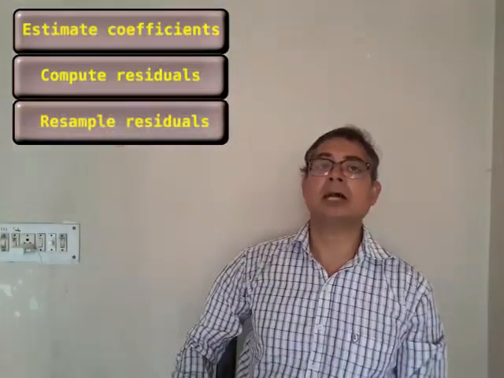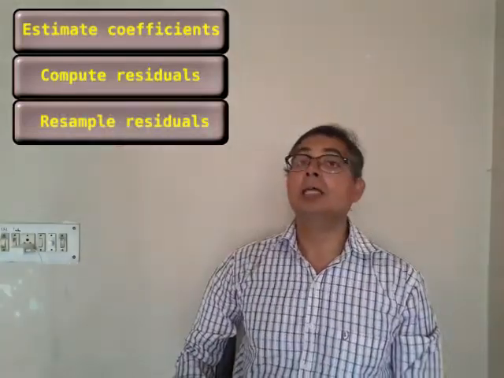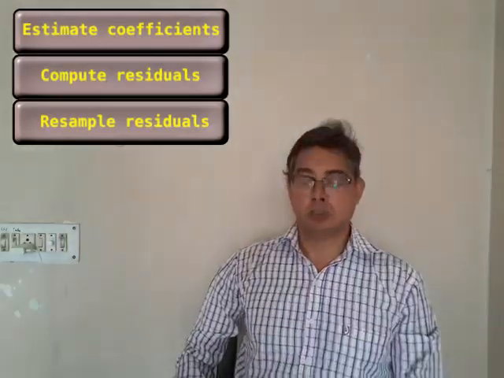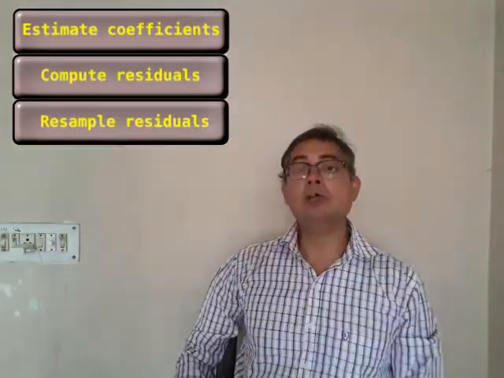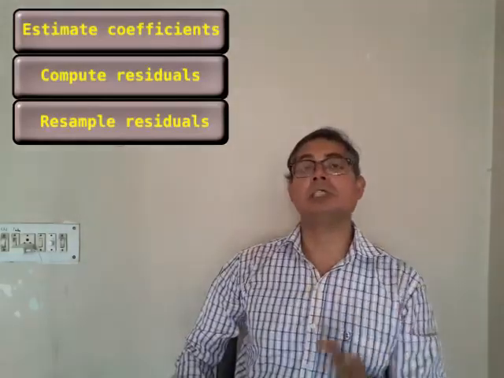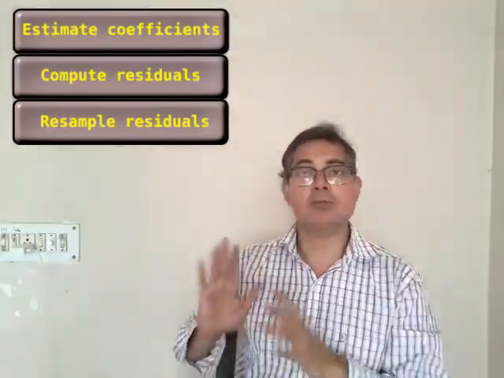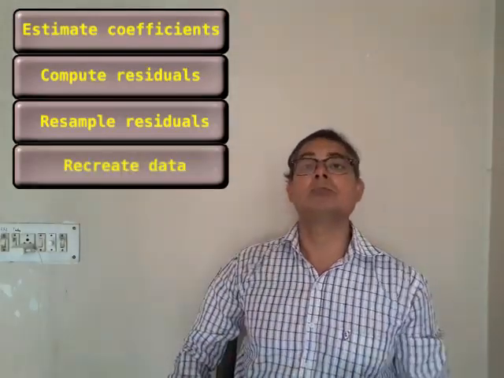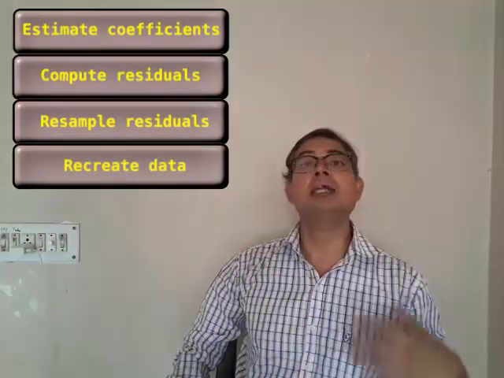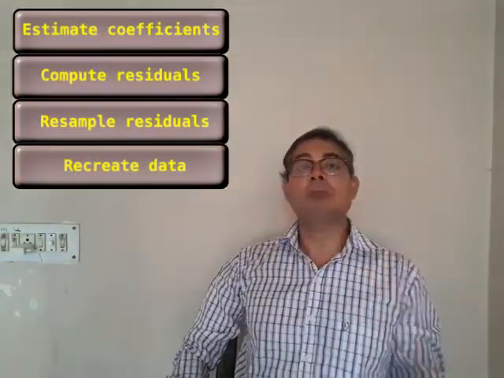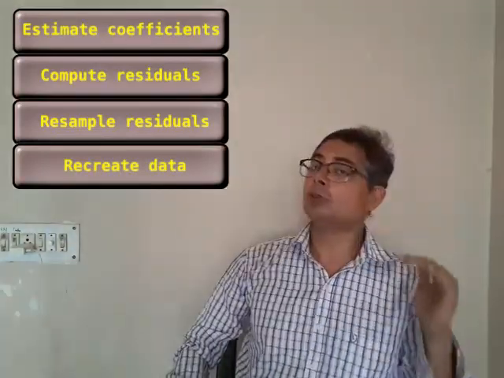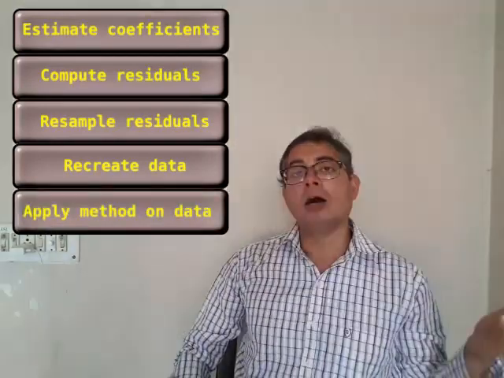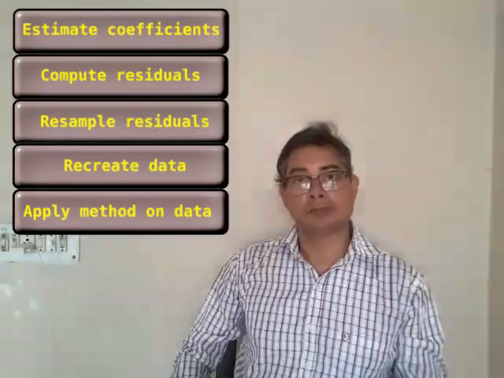This resampling is done exactly the way we have learned. You could use non-parametric bootstrap, you could even use parametric bootstrap. So you get that, and then you add back your resampled residual to your fitted value, whatever you obtain based on your model, to get your new data. So you recreate your data. Now that you have got your new data, you can apply to that data whatever method you have. So you apply your method to this data.